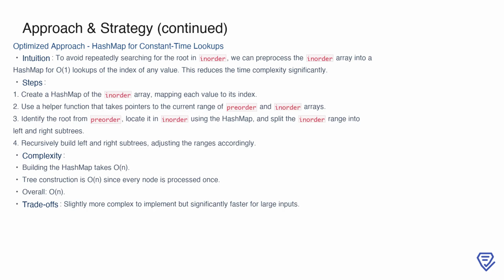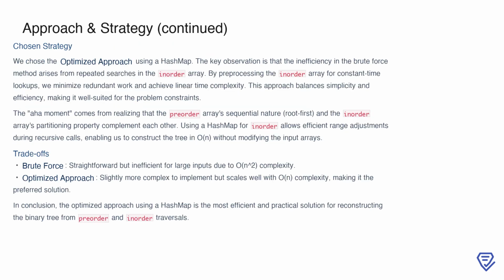The recursive construction of these subtrees is handled by adjusting the ranges accordingly. This approach is more efficient, with a time complexity of O(n) for both pre-processing the hash map and constructing the tree, as each node is processed only once. While slightly more complex to implement, this strategy is far better suited for handling large inputs. Given the trade-offs between the two methods, we chose the optimized approach using a hash map as our strategy.